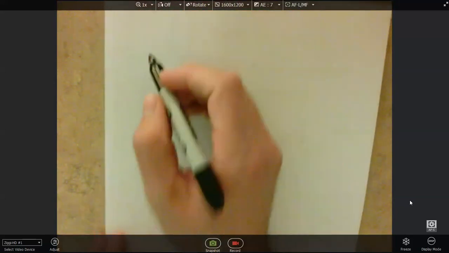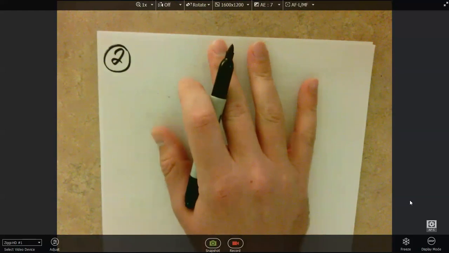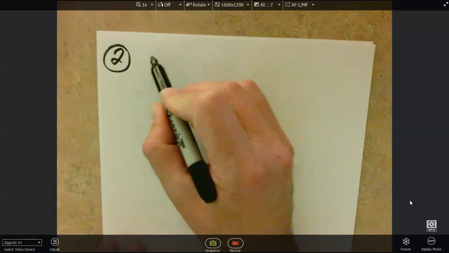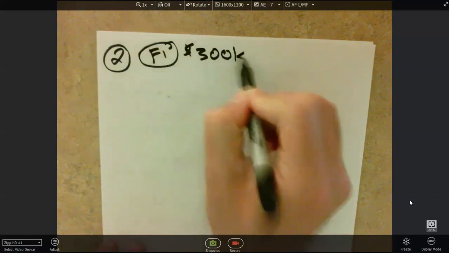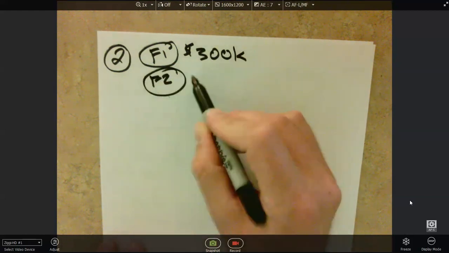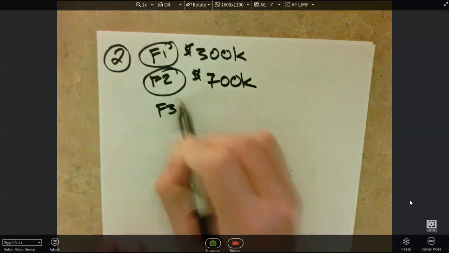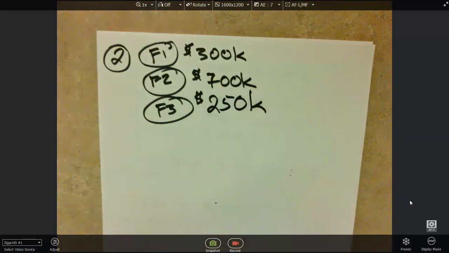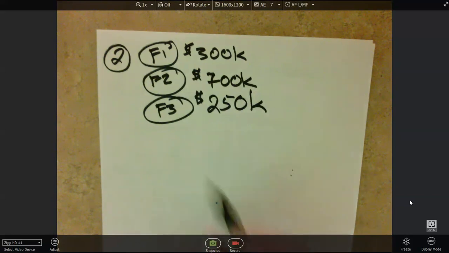Question 2. We are told an industry consists of 3 firms. We'll call them firm 1, with sales of 300,000, firm 2 with sales of 700,000, and firm 3 with sales of 250,000 buckaroos. We are asked to calculate the Herfindahl-Hirschman index.